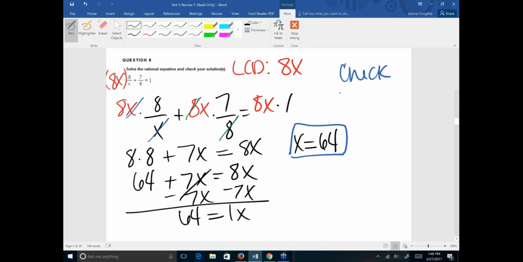So that would be 8 over 64 plus 7 over 8 equals 1. And you can actually put that in your calculator if you want. 8 divided by 64 plus 7 divided by 8, and you will get 1. So 1 equals 1. That's correct. So we have verified that our answer is correct.